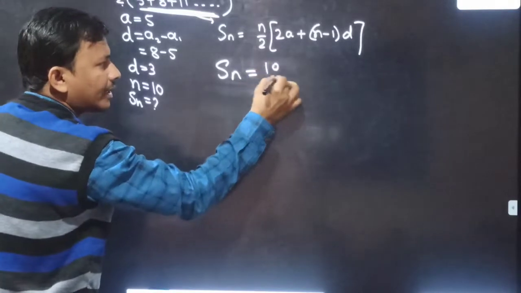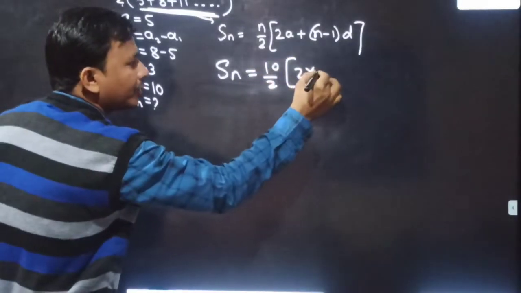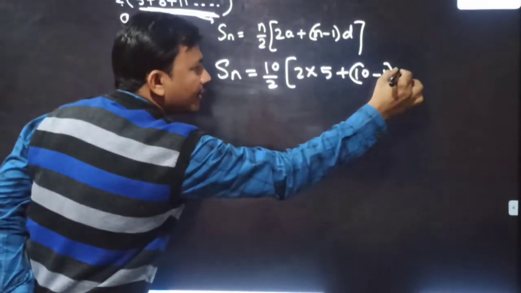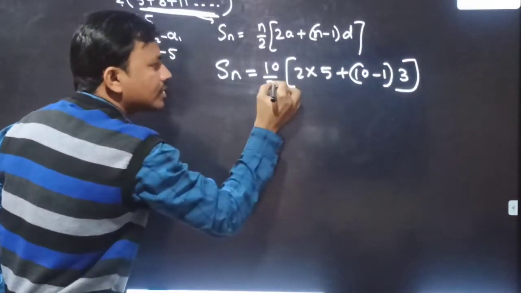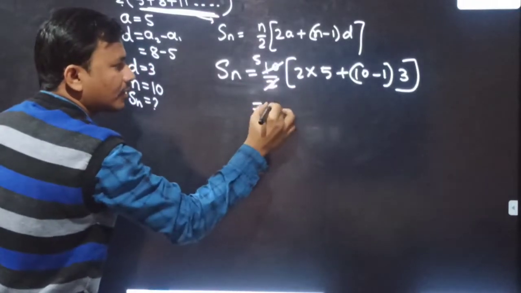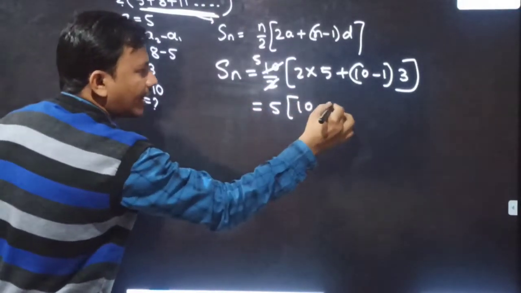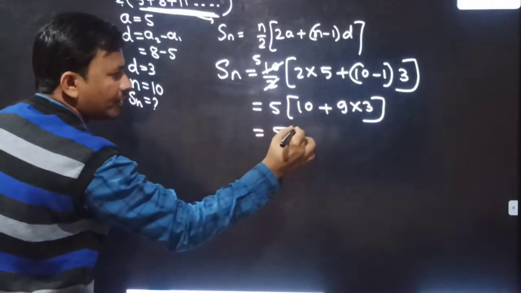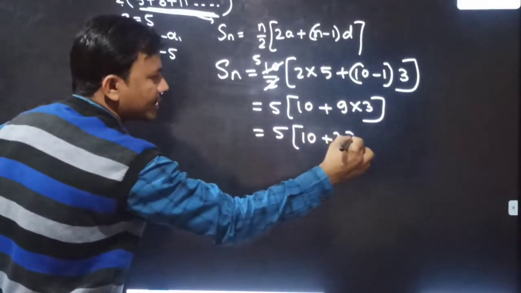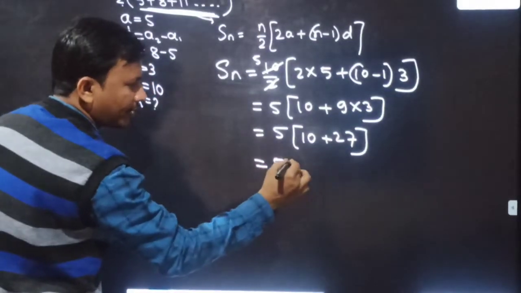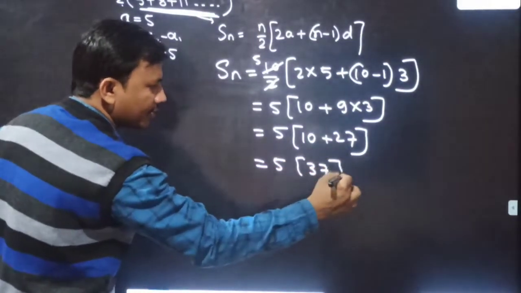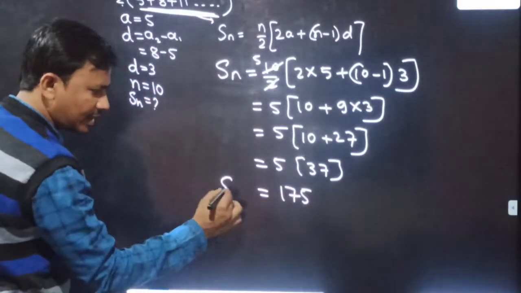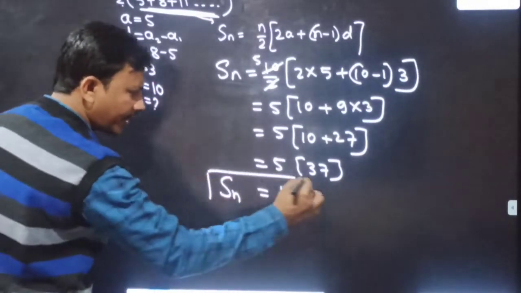Sn is equal to 10 divided by 2 in bracket 2 into A, which is 5, plus 10 minus 1 into D. D value is 3. 2 fives are 10. This is equal to 5 in bracket 10 plus 9 into 3, which is 5 in bracket 10 plus 27, equal to 5 in bracket 37. Correct? This is equal to 185. This is the Sn value.